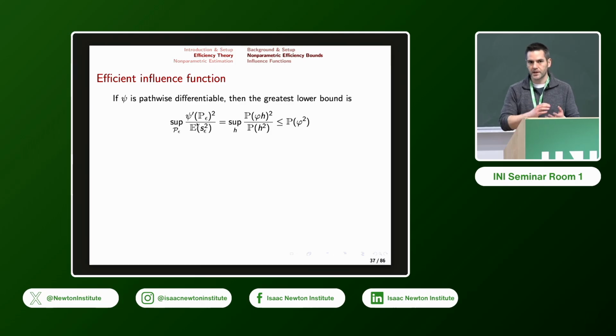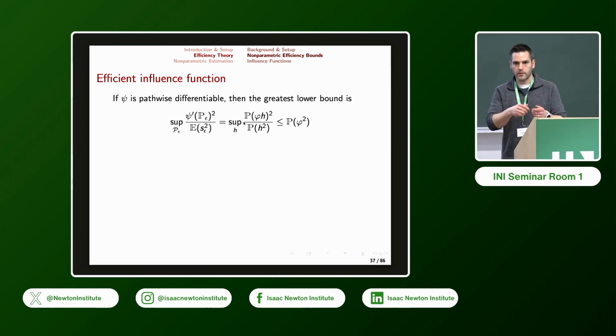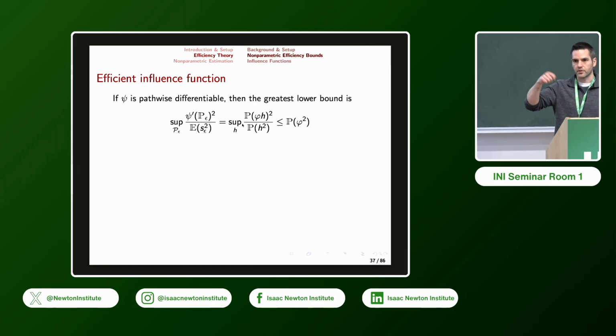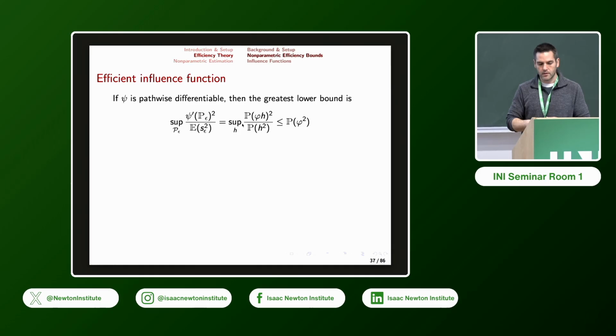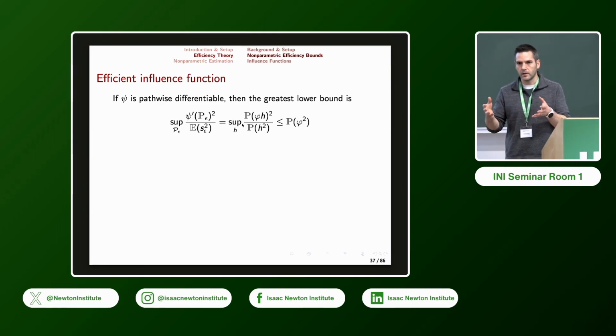And what I want to do is optimize this. I want to find the most informative one and pick the one that maximizes across all submodels. I'm going to take a supremum over submodels. And so if I pick a particular set of submodels, like those ones I showed you before that are really simple, that just multiply the density by 1 plus epsilon h, then I can just optimize over that choice of h.